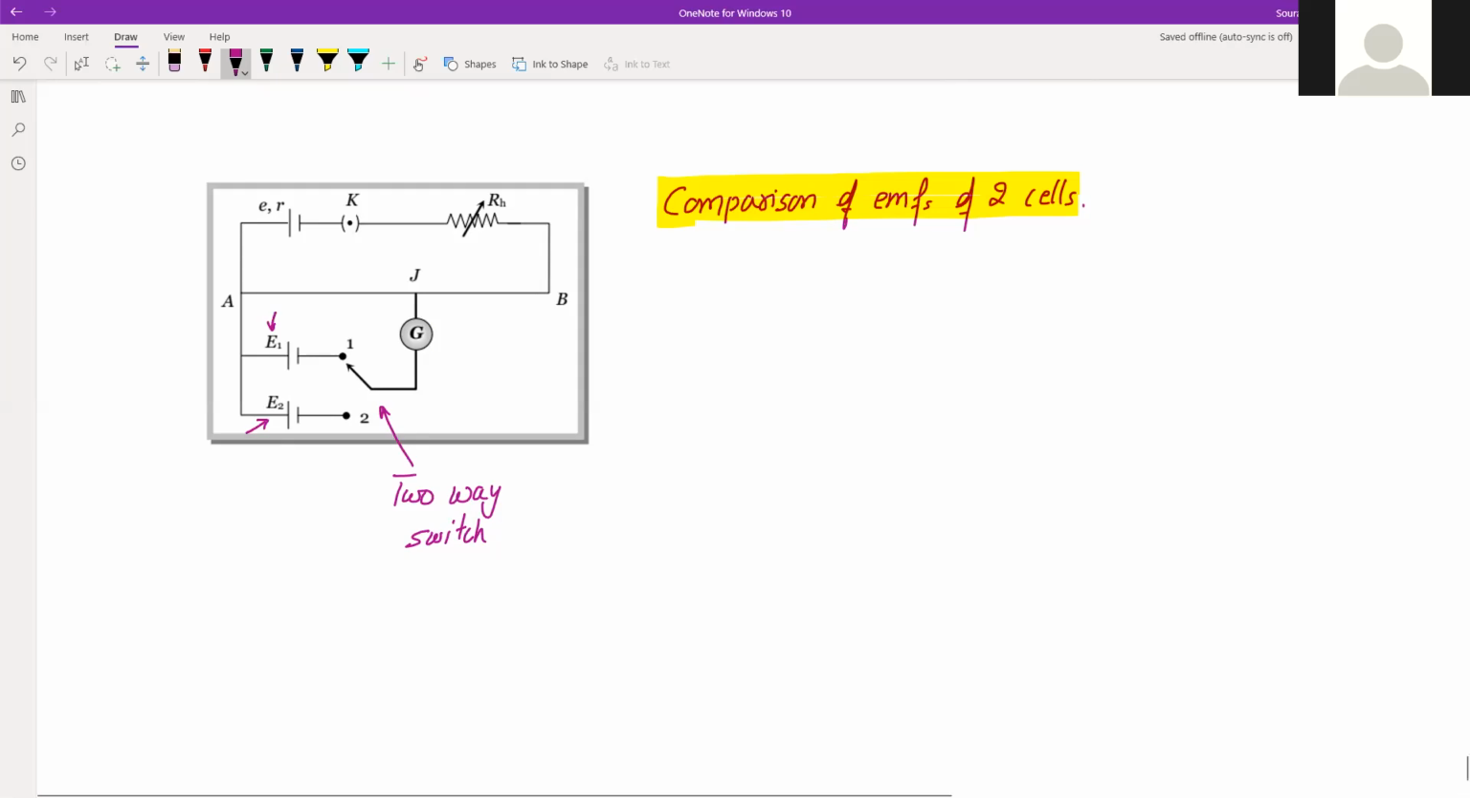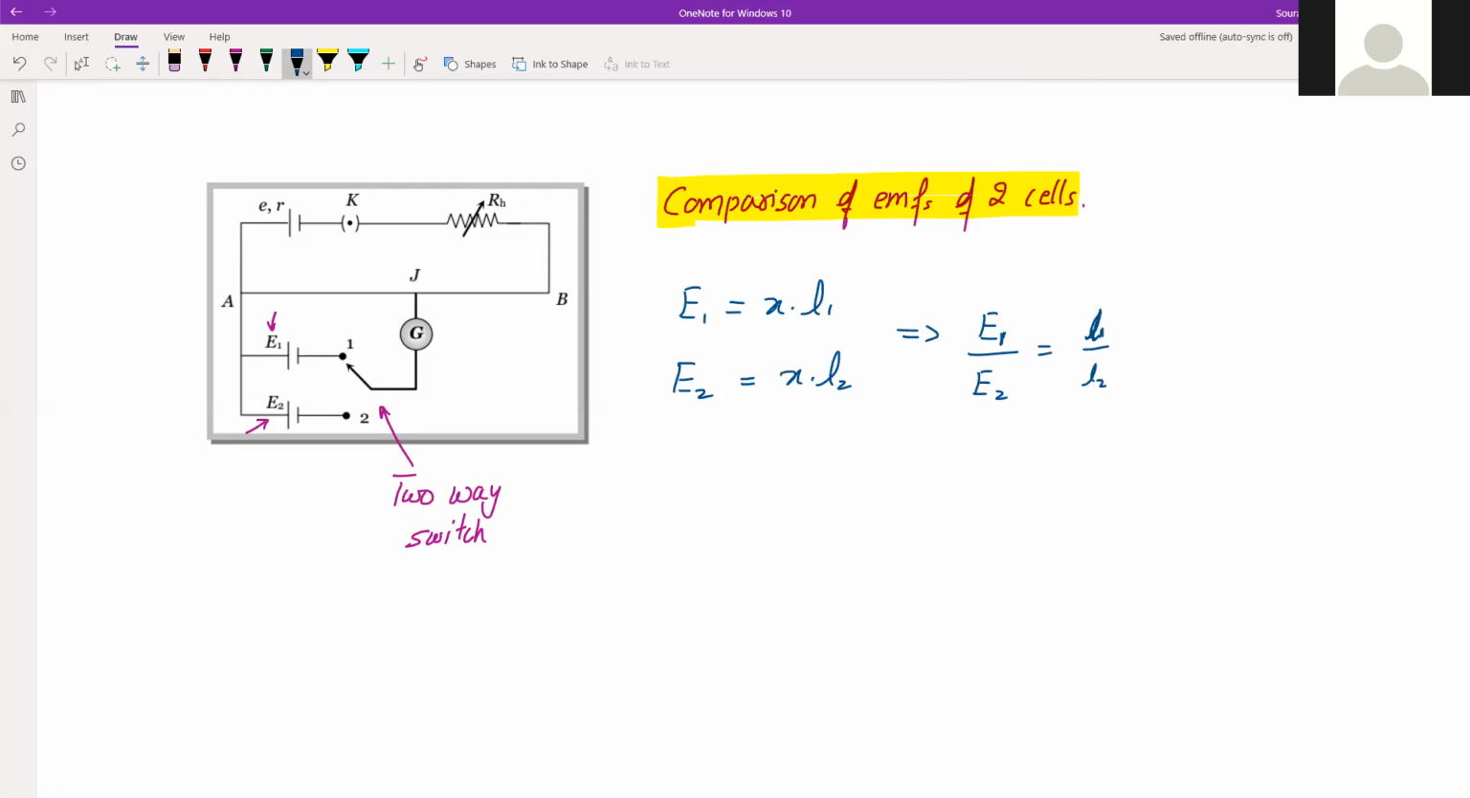So respectively, say, for example, E1 will be balanced at length L1, so let us call that E1 is equal to XL1. E2 will be balanced by some other length L2, so let that be X into L2. Now from this, I have this comparison ready for me, that is E1 by E2 is equal to L1 divided by L2. That's all. This is how we are going to compare.